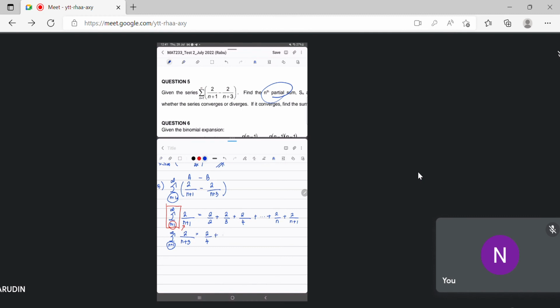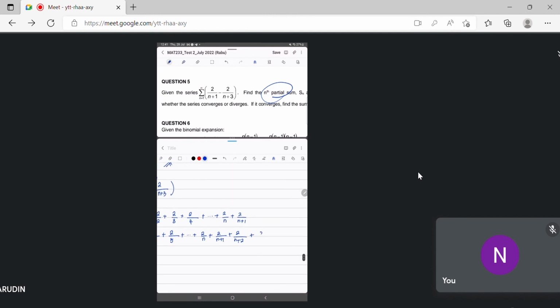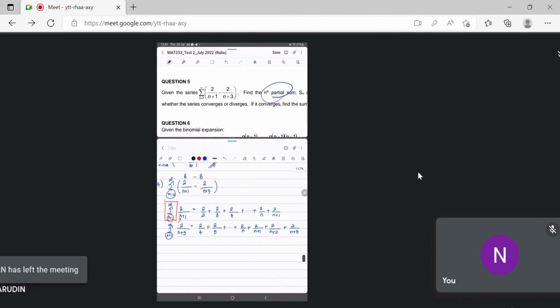So plus 2 over 2 plus 3 is 5 plus dot dot dot plus 2 over n plus 2 over n plus 1 plus 2 over n plus 2 plus 2 over n plus 3. Okay, nampak pattern. Okay, and then the next one, dia nak A tolak B. Therefore, yang pertama tolak yang kedua.